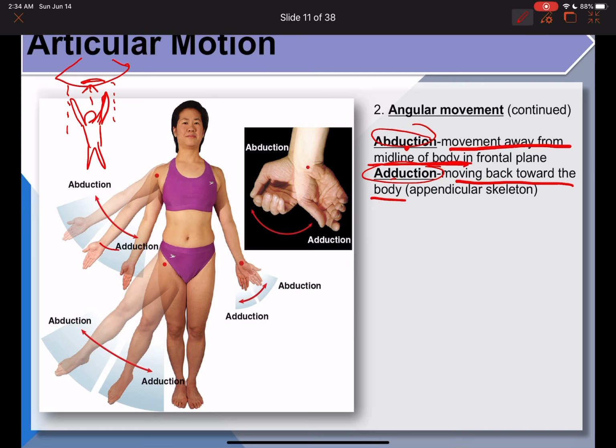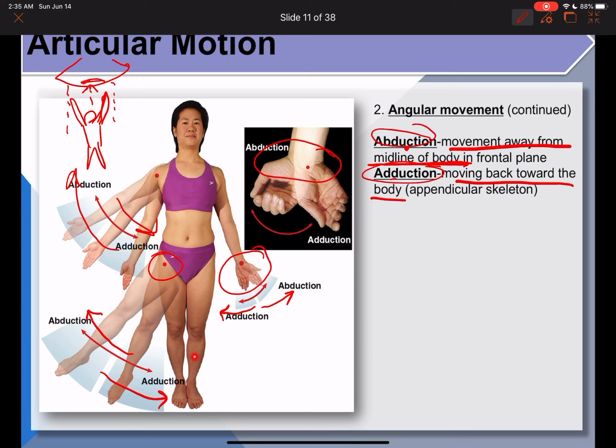So abduction, adduction, okay? Or if you're doing it with your hand here, away from the body, abduction; towards the midline of the body, adduction. Or in your leg here, like this, according to your leg joint, abduction, away from the midline; adduction, back towards the midline. Or your wrist, same thing, okay? If it's going back towards the body it is adduction. If you're moving away from the midline of the body it is abduction, okay? So away or towards, okay?